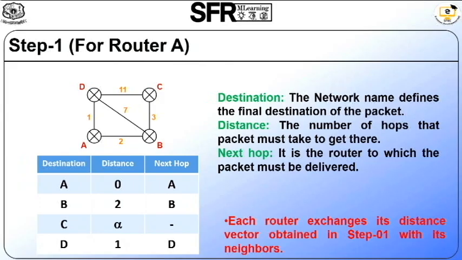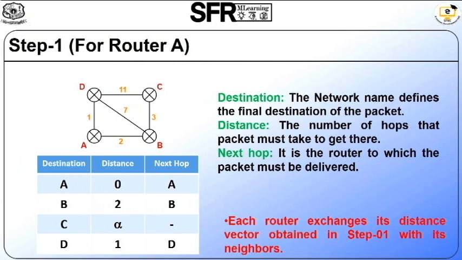Let me see an example. In step 1, I am just giving the values for router A only. We have to create a router table, which contains the destination data, the distance data and the next hop data. The destination is the name of the network that defines the final destination for the packet. The distance is the number of hops the packet has to travel, and the next hop is the next router where the packet has to be delivered.